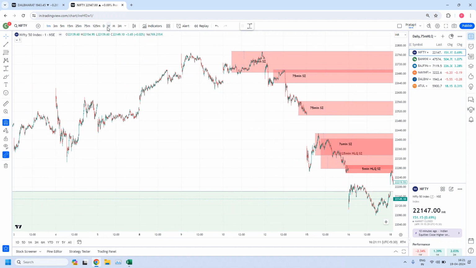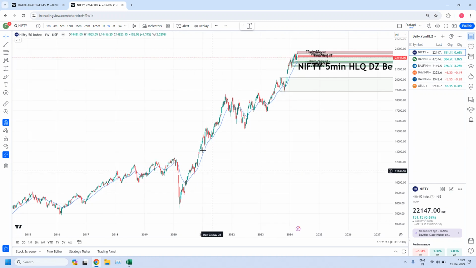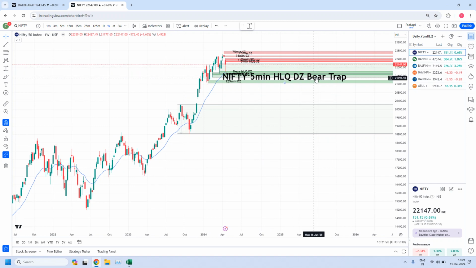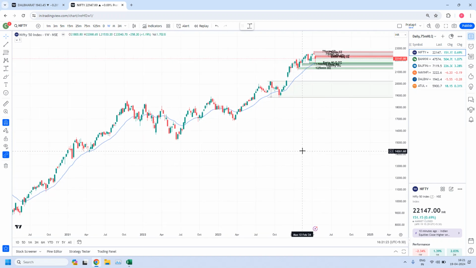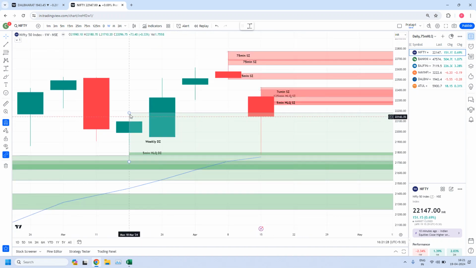Let me show you the weekly zone. So let me delete this text, you will get clarity. See, this entire thing is the weekly zone. A little above the distal line of the weekly zone, institutions set this trap. Below that, there are no more zones. Below this 5 minutes and 1 minute trap, there are no more zones. After that, prices would have easily gone down. But the institution did not allow.